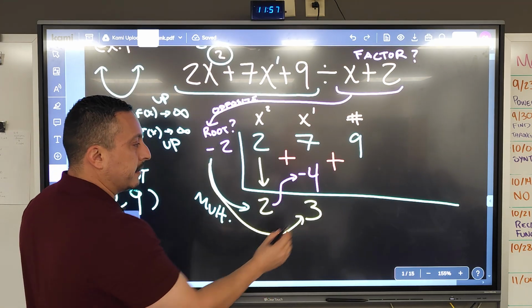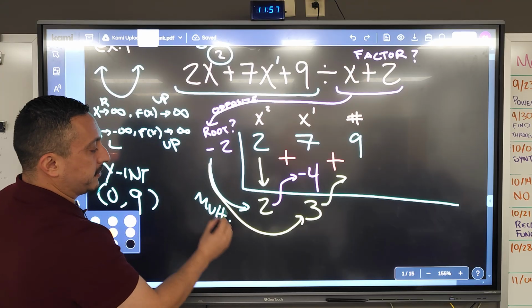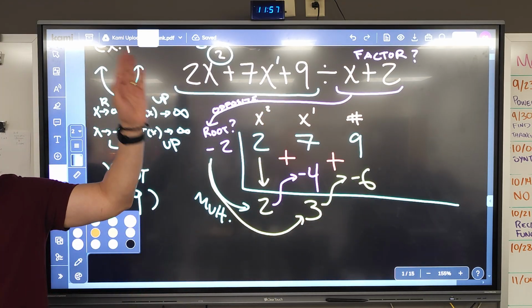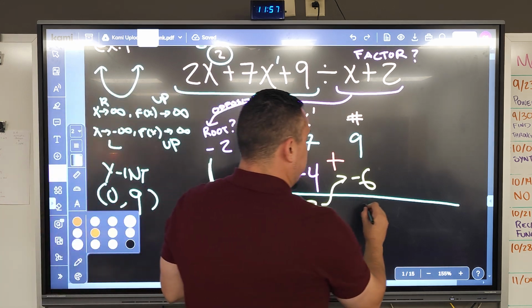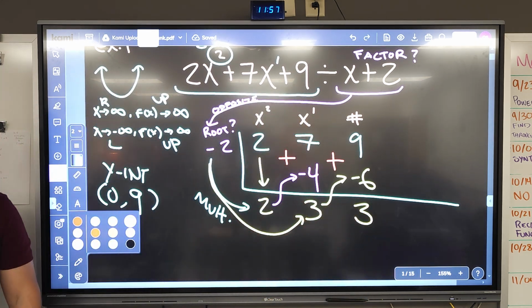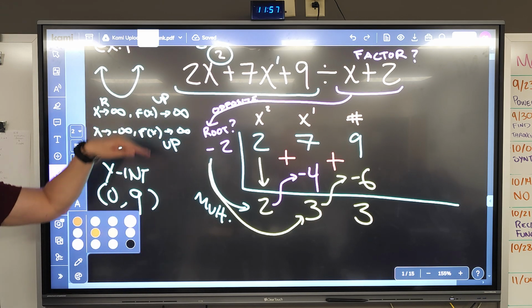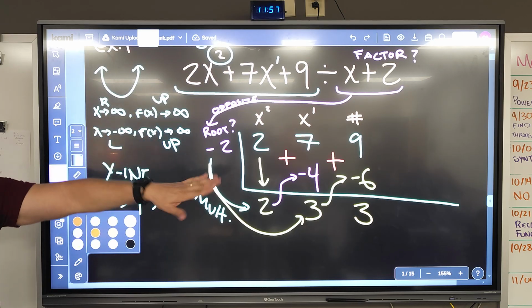Multiply. Okay. -2 times 3 is -6. Add. Multiply, add, multiply, add, multiply, add. And so that's 3. And there it is. We just synthetic divided something, okay? Now we have to learn how to interpret our answer, but that's the process. You just drop the first one, multiply, add, multiply, add, multiply, add.